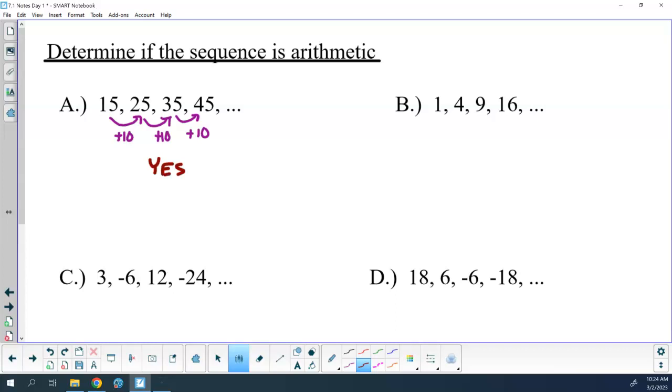B, yes or no? No, why not? So here it was plus 3. Here it was plus 5. I don't even have to go any further because those two aren't the same. So it's not arithmetic. Okay? That's got to be the same if it's arithmetic.